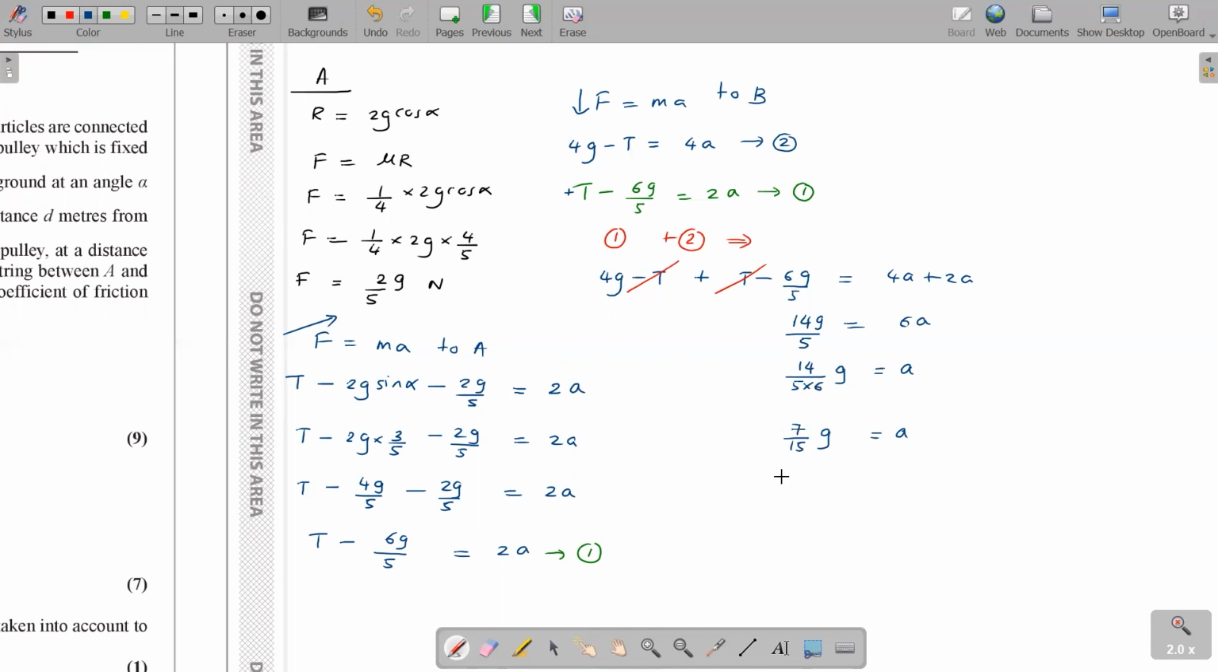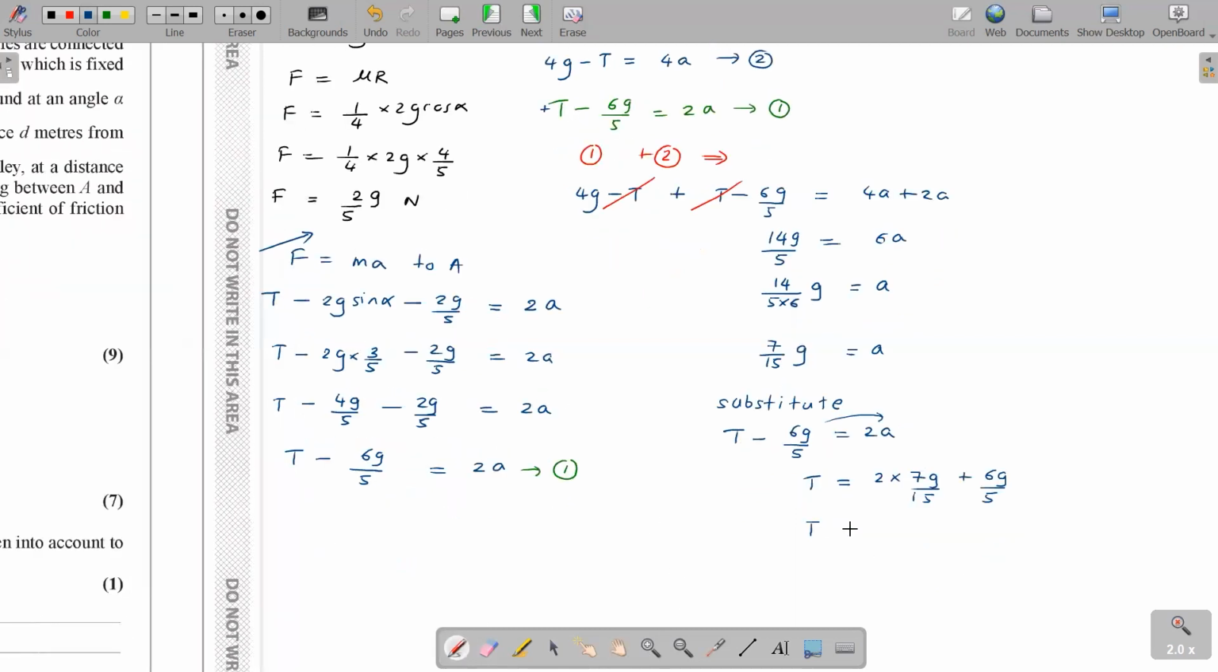Now input the acceleration. I'll substitute into equation 1. T minus 6G over 5 equals 2A. Shall we substitute? T equals 2 times A, which is 7G over 15. Minus 6G over 5 comes here as plus 6G over 5. So simplify, you get T equals 14G over 15 plus 6G over 5. How much is the tension? First in terms of G.